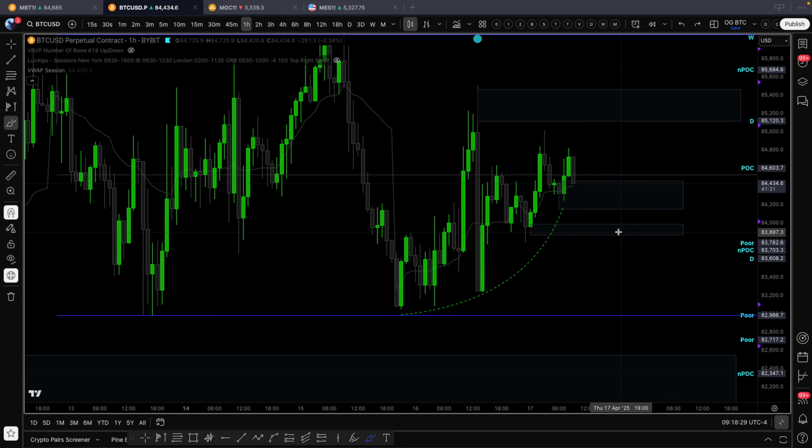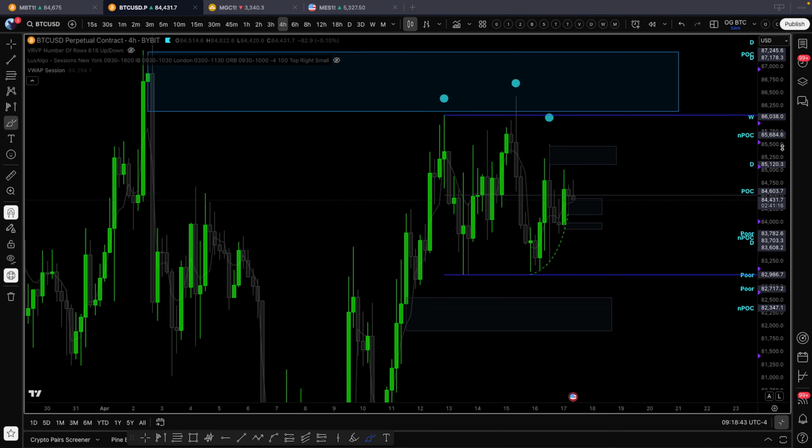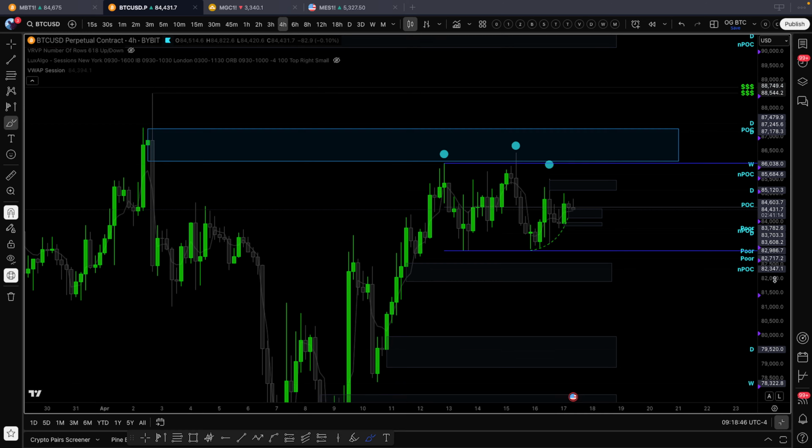This order block I don't like as much. There's not really anything interesting going on here, and it's so close to these poor lows. However, I'm going to keep it on the chart for statistics' sake. Let's go back here to the 4 hour.